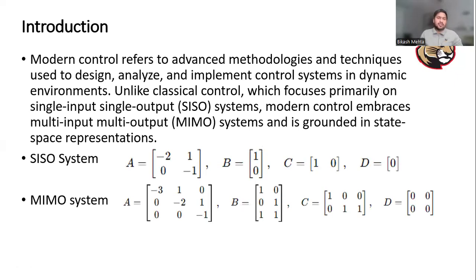So why do we require modern control, and what is actually modern control? Modern control is an advanced tool and technique that is used to design, analyze, and implement a control system in a dynamic environment, because we see a lot of things come into play there. We need to include a lot of parameters, a lot of states, because classic control only deals with single input single output systems. But in the real world, we have a lot of multiple input multiple output systems.